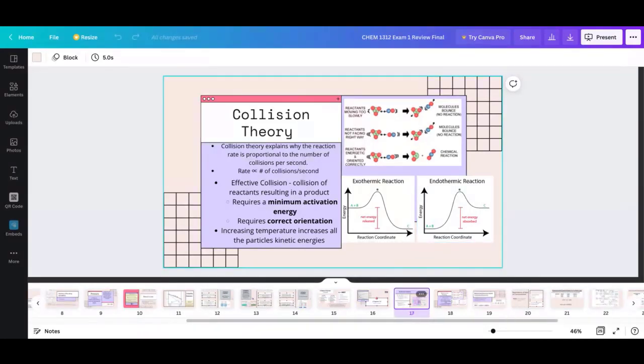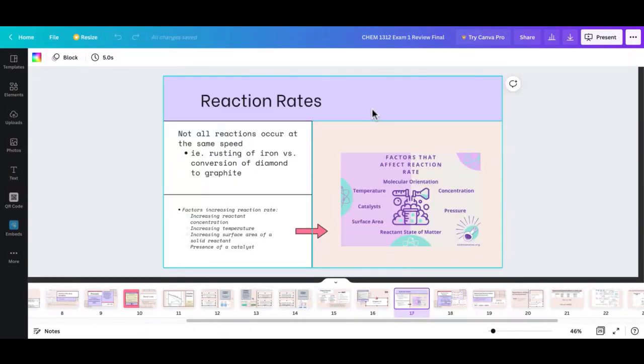So, going back to this slide, the factors that affect reaction rate are, first, increasing the reactant concentration. When you increase the reactant concentration, you have the possibility of more molecules, and more molecules mean they are able to collide with each other. They have a better chance of colliding and a better chance of performing the reaction.